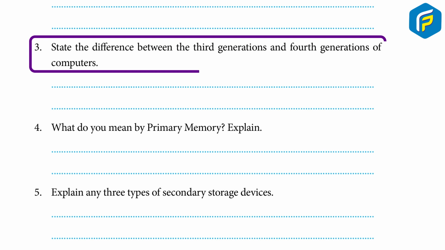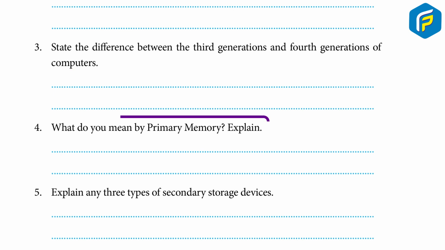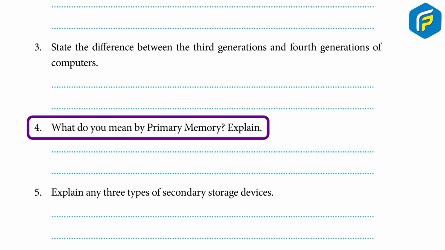3. State the difference between the third generation and the fourth generation of computers. Answer: the third generation of computers was produced between 1965 and 1971, and the fourth generation was produced between 1971 and 1980. While fourth generation computers used VLSI technology or very large scale integrated circuits, third generation computers used integrated circuits, ICs.